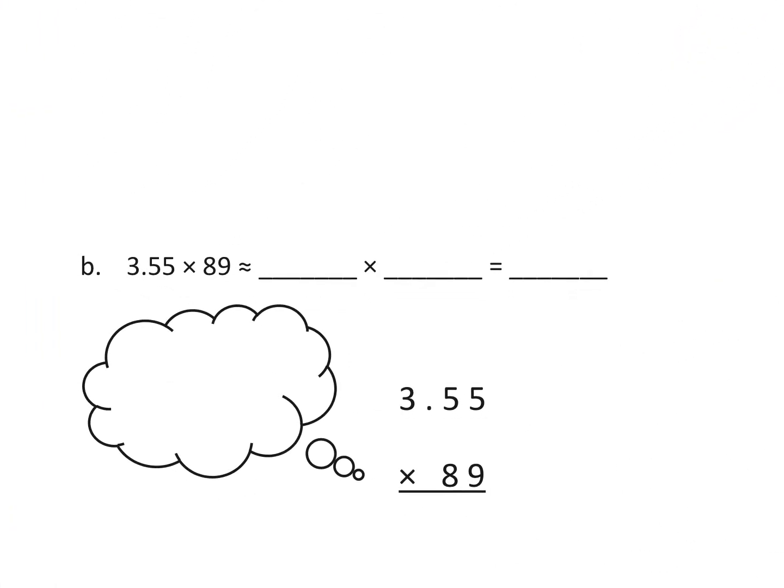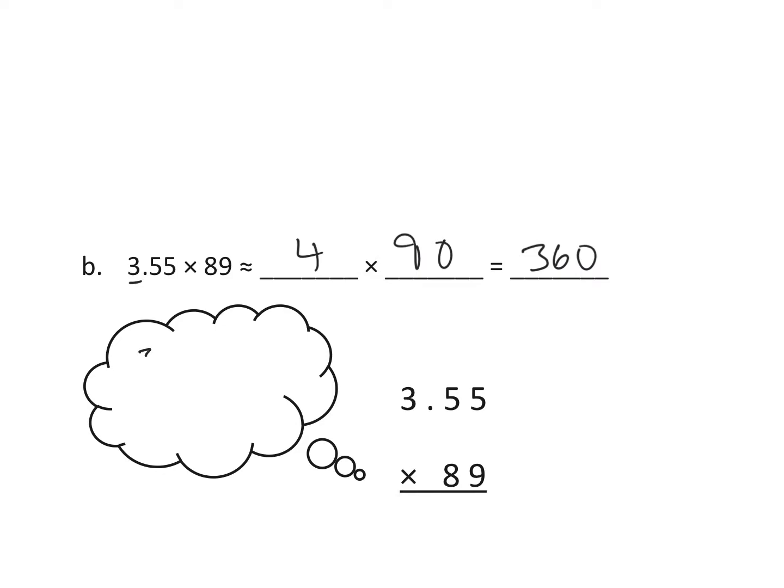So let's start right here. I got 3 and 55 hundredths times 89. Well, I'm going to round that 3 and 55 hundredths up to 4. And that 89, I'm going to round it up to 90. 4 times 9 gives me 36, and that 0 gives 360. So I know, because I rounded, this is not an exact answer, but my answer should be something close to 360.